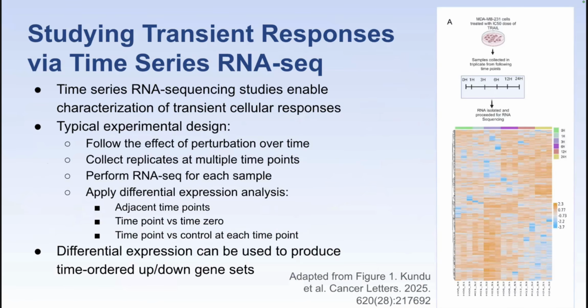Time series RNA-seq experiments characterize transient cellular responses, but they don't explain how those transitions occur. Differential expression analysis from these data sets produces time-ordered up and down gene sets. These gene sets can be produced by comparing adjacent time points. You can look at time points versus the initial time point, or time equals 0, or compare perturbation samples to control samples at each of the time points. But in any case, the gene sets can then be used as input for transcription factor enrichment analysis tools.